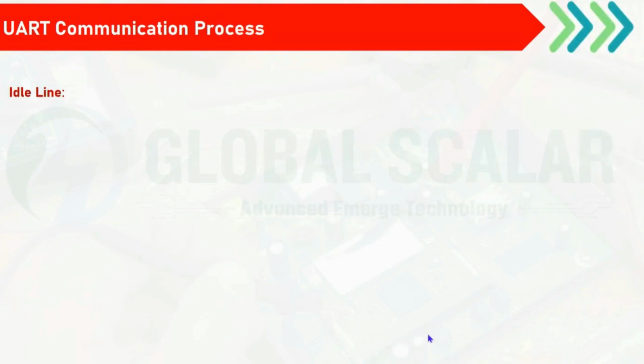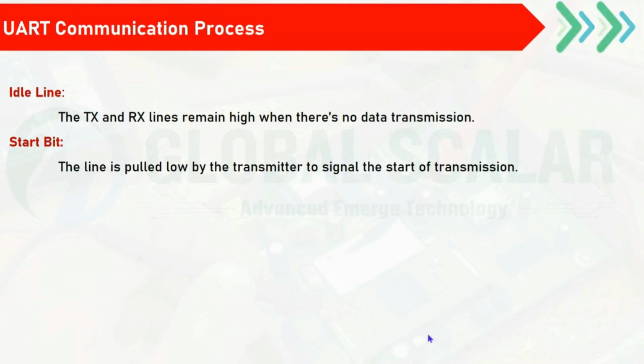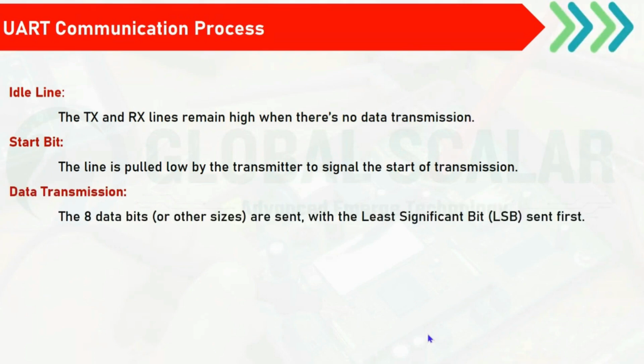Now, the process of how the data will be transferred. Idle line: the TX and RX lines remain high, always 1, when there is no data transmission. Start bit: the line is pulled low by the transmitter to signal the start of transmission. Data transmission: 8 bits of data will be transferred, and always the LSB is transferred first.